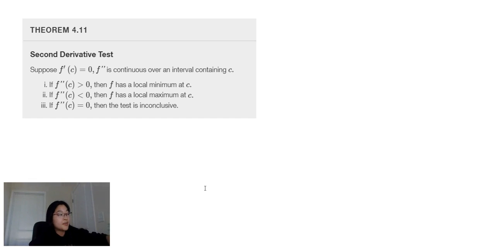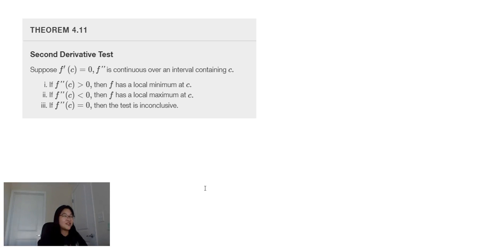If f double prime of c is greater than 0, what does that mean? Concave up. So if our function is concave up, then f has a local minimum at c, right? That makes sense. If f double prime is negative, that means that we have what? Concave down. Then f has a local maximum at c. If f double prime at c equals 0, then we don't know.